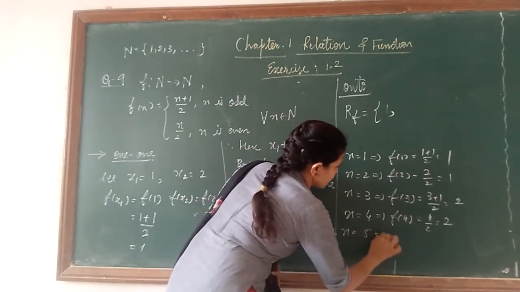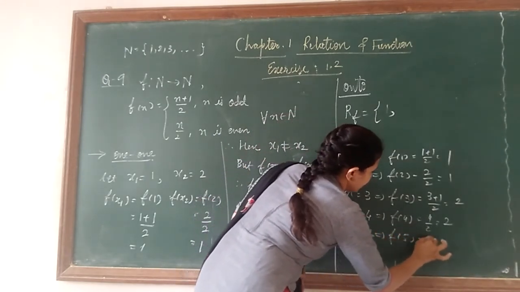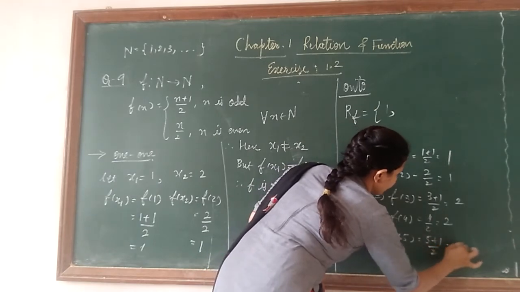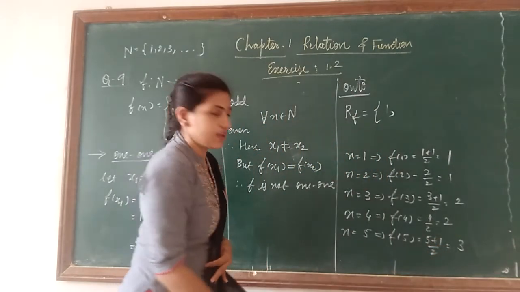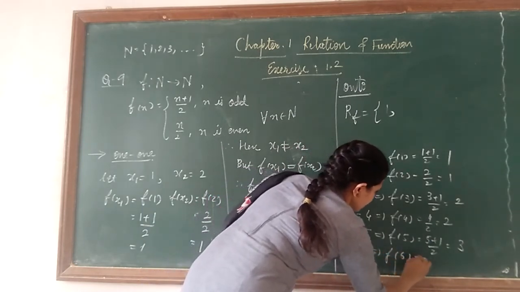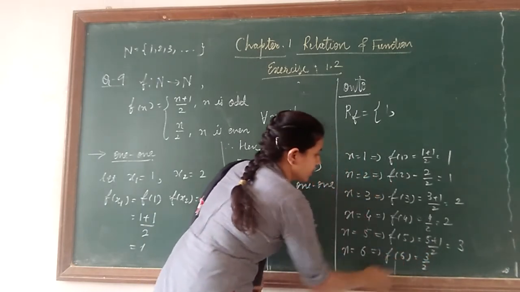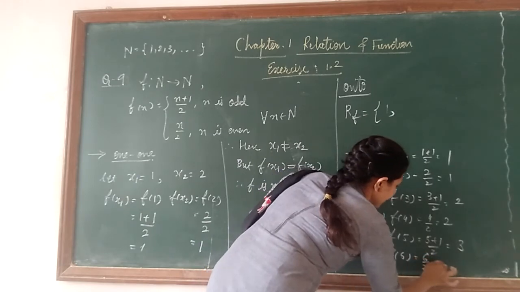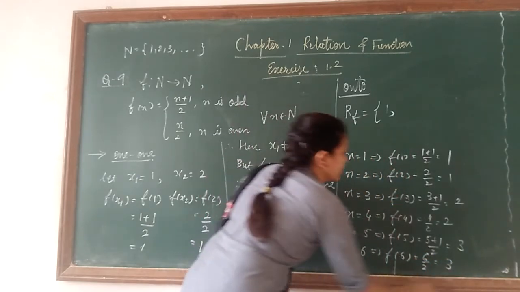If n is equal to 5, then f of 5 is 5 plus 1 divided by 2, that is 6 by 2, 3. Similarly, if n is equal to 6, then f of 6 is 6 by 2 since it is an even number, that is equal to 3, and so on.